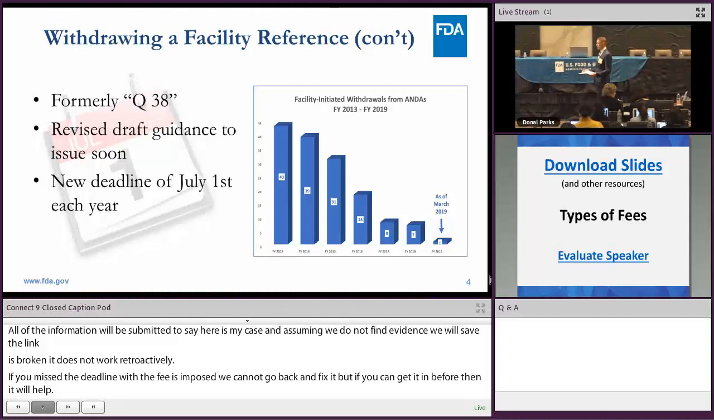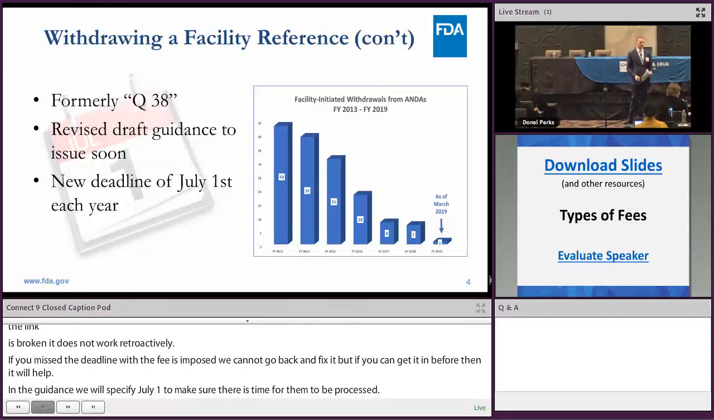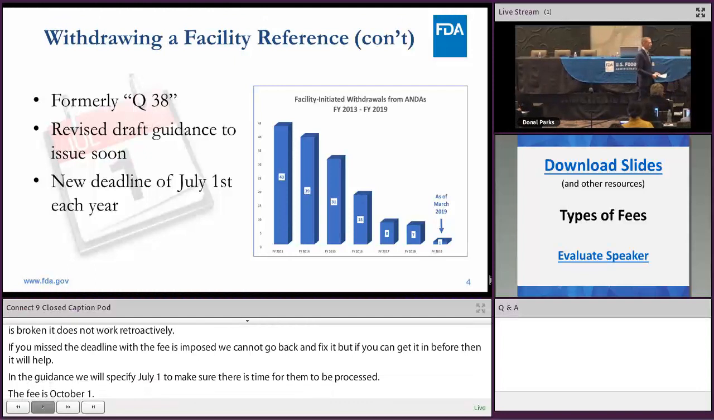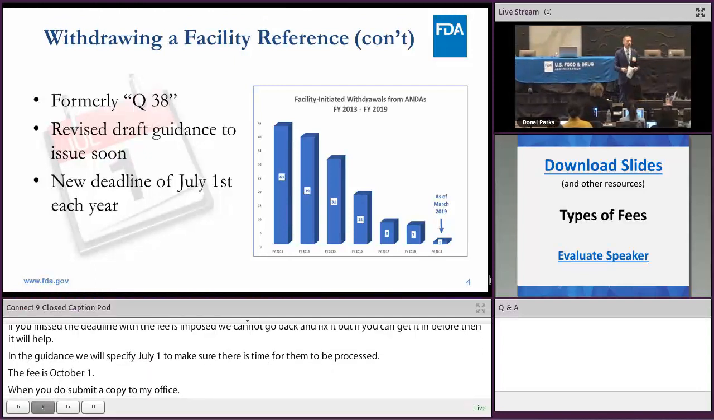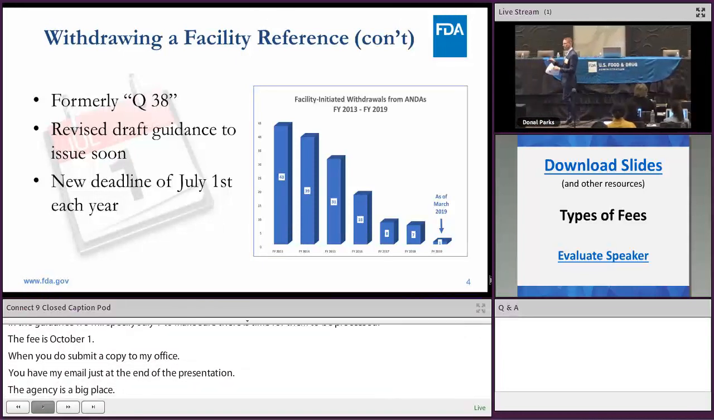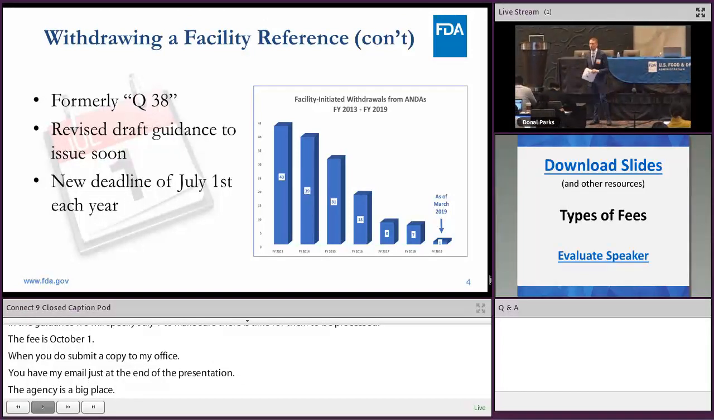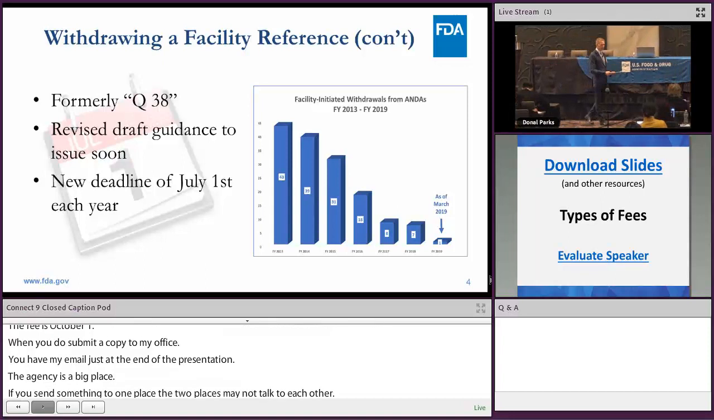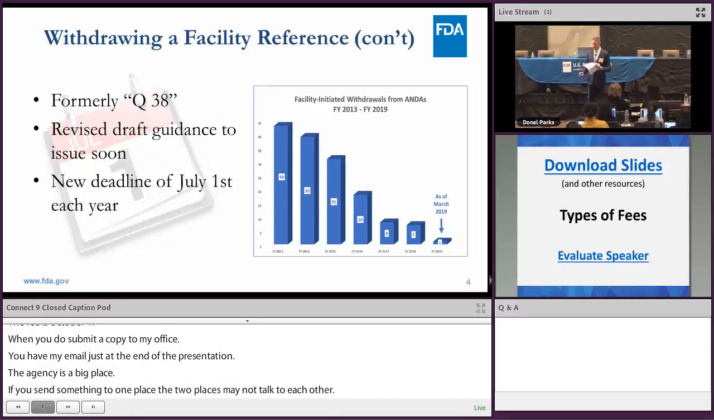And what I would ask is that when you do this, submit a copy of it to my office. I have my email address at the end of the presentation so that we know about it, because the agency is a big place, and if you send something into one place, the two places may not talk to each other. I know that's shocking. And then if you do submit something to us that has an impact on the regulatory scheme, make sure you submit that as well through the ESG to your file so that it doesn't get lost on that end either. All right, so that was sort of the new approach to withdrawing facilities.